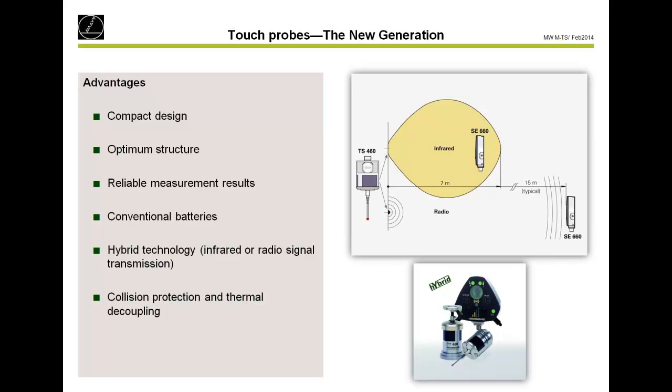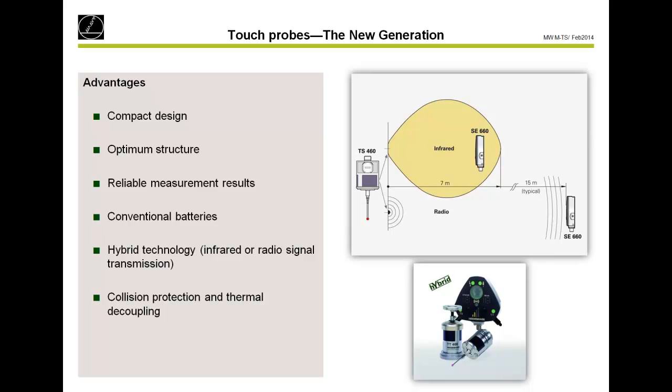So, for example, if you go with the touch probe system inside of your workpiece and there is complete metal around the touch probe system, then there is no possible connection with infrared. So then you can switch to radio. With radio you can work up to 15 meters, and you do not need a direct view or direct connection to the touch probe system.